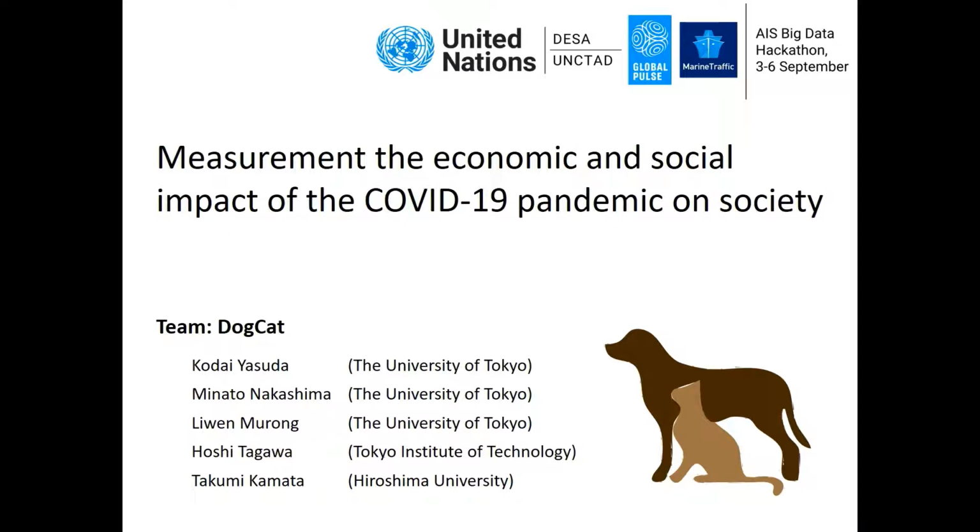Hi everyone, we are Team DogCat. Today we want to explain our achievement in the AIS Big Data Hackathon. The title is Measurement of the Economic and Social Impact of the COVID-19 Pandemic on Society.